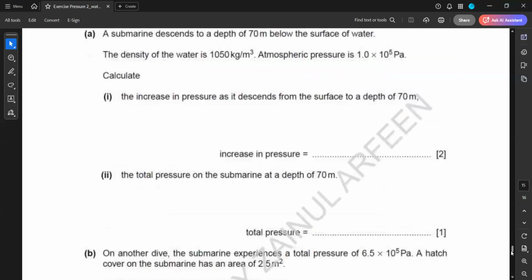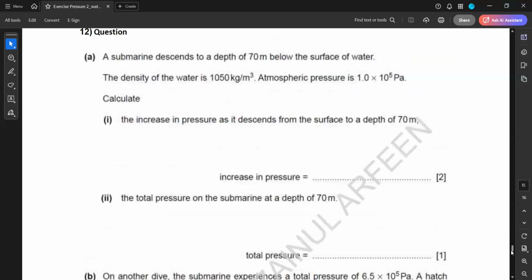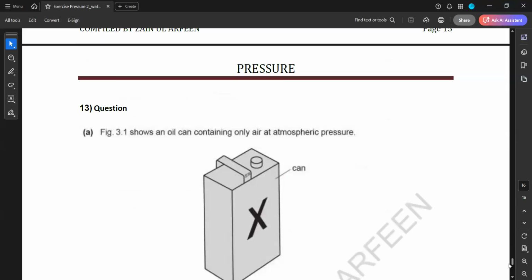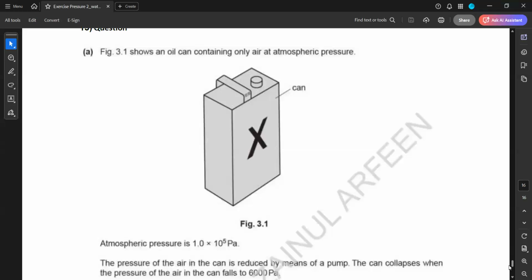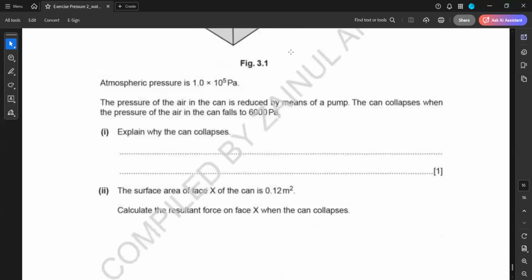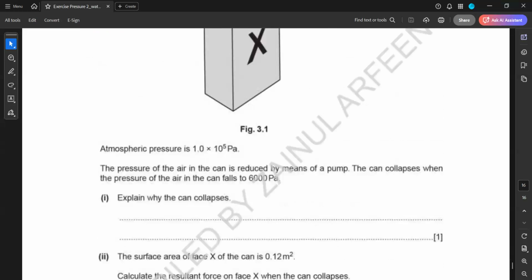Question 12, any doubt? Question 12. No doubt. Question 13. Any doubt? Question 13.